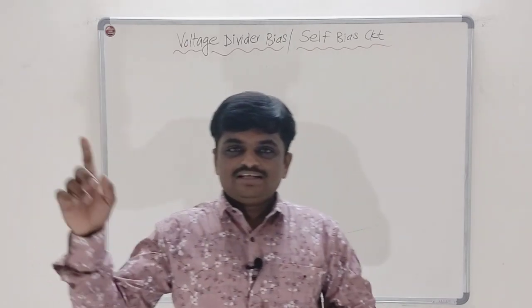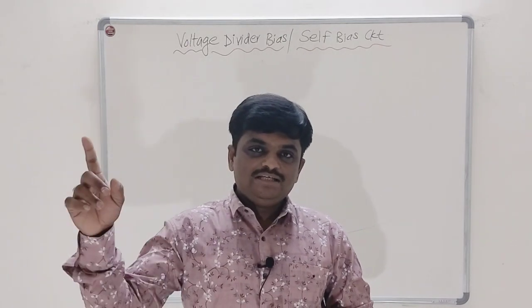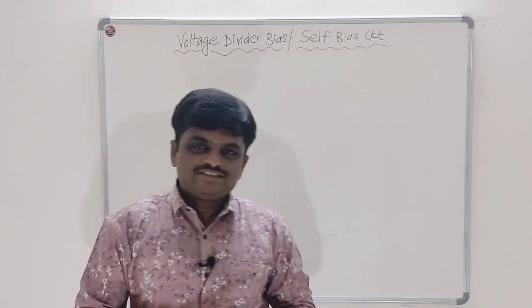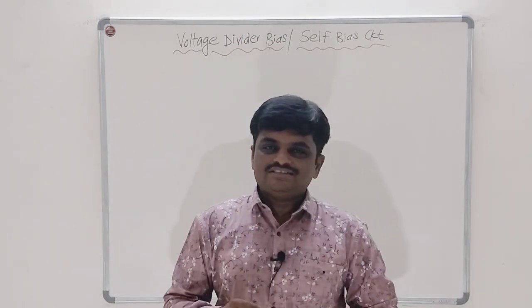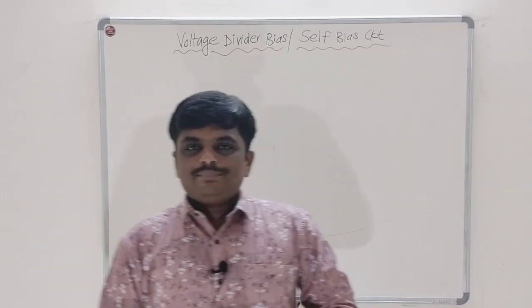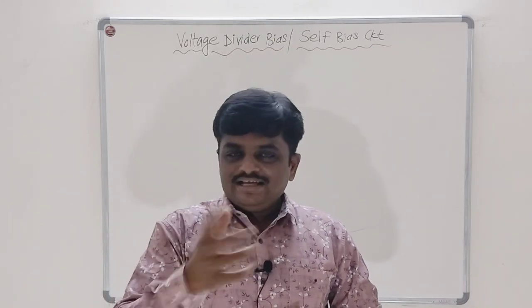And if the emitter base junction is forward biased and the collector base junction is reverse biased, then the transistor will operate in the active region and it will act as an amplifier.